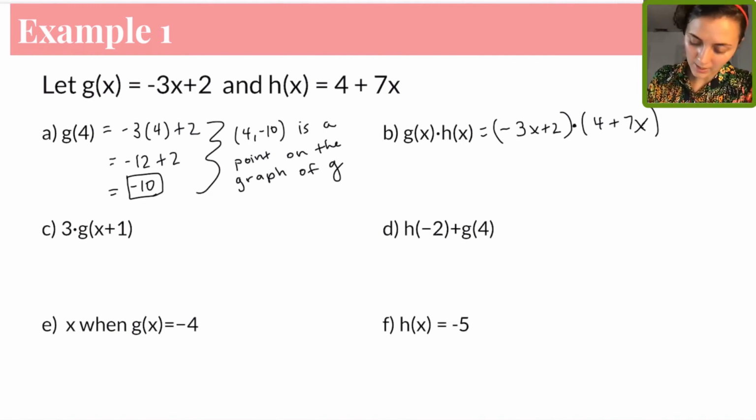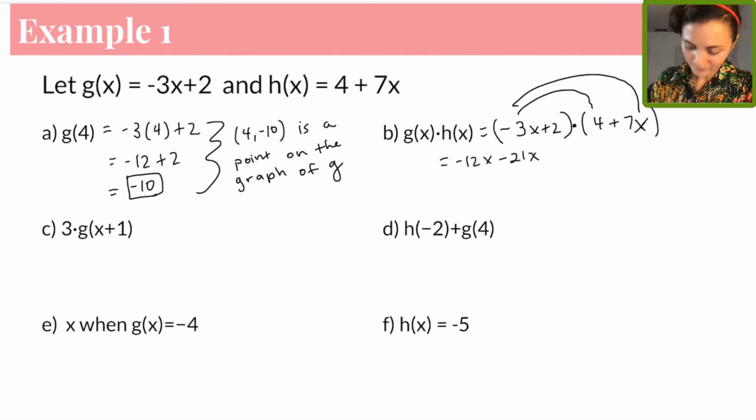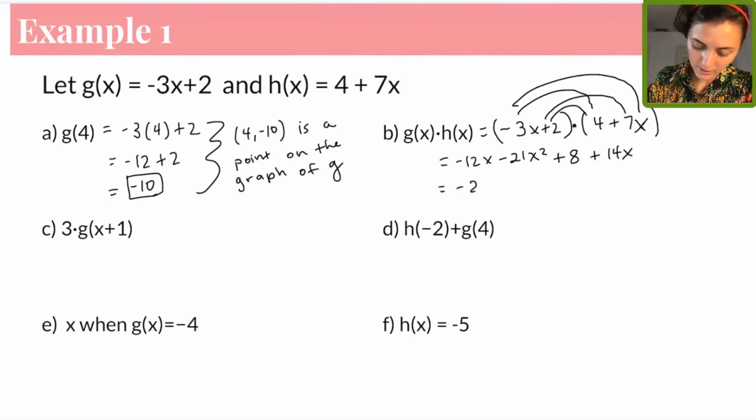So first I'll multiply negative 3x times 4. That's negative 12x. Then negative 3x times 7x. That's negative 21x squared. Then we have 2 times 4, which is 8. And then 2 times 7x, which is 14x. So combining like terms, I get negative 21x squared plus 2x plus 8.